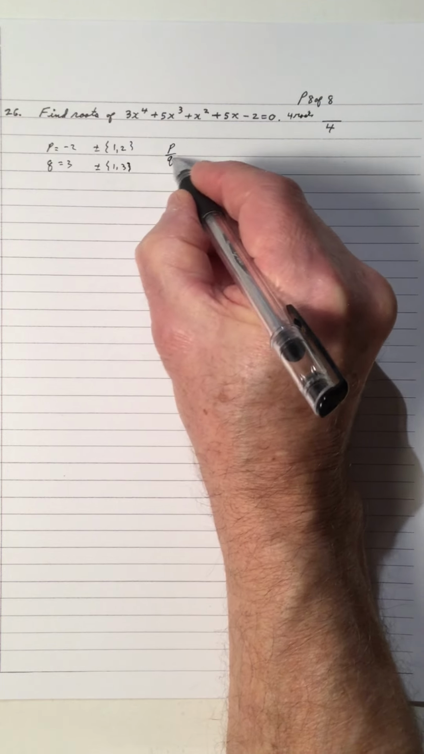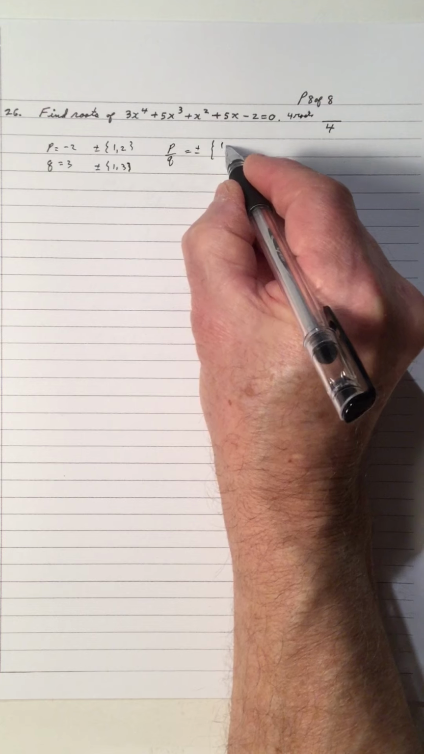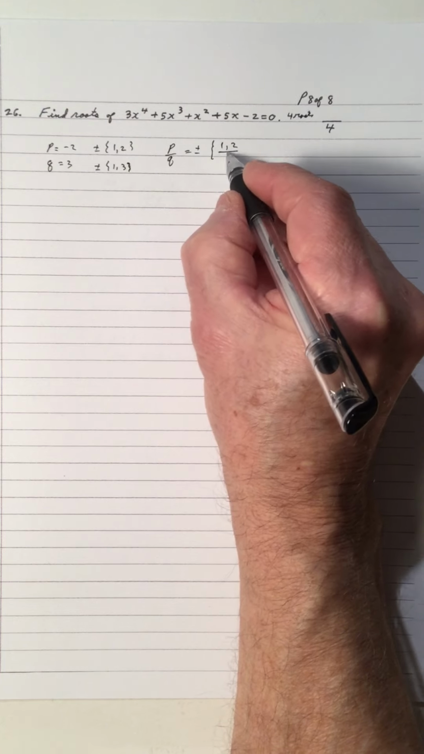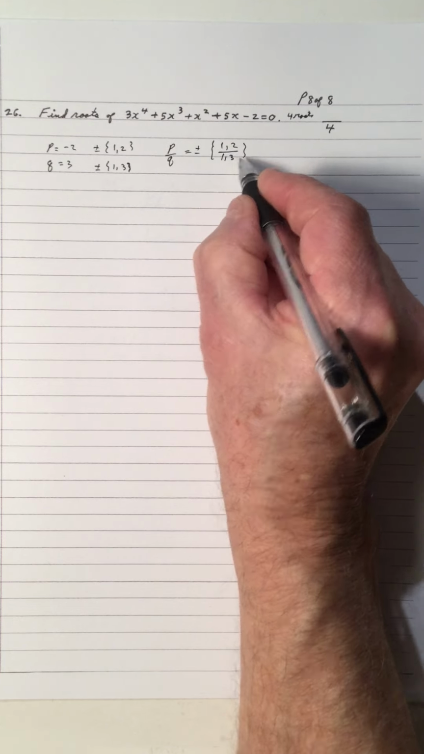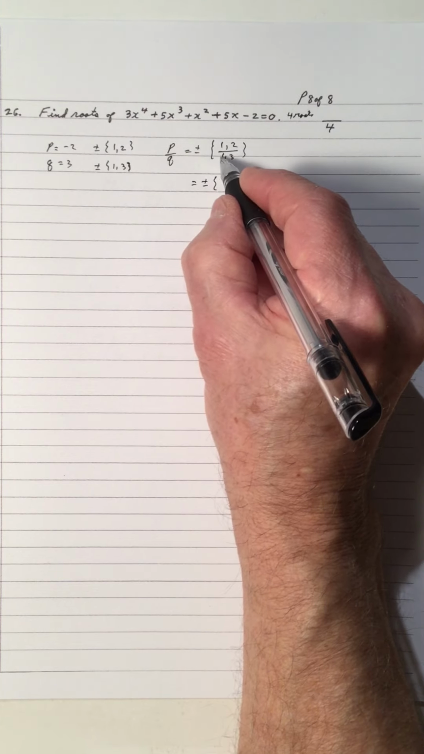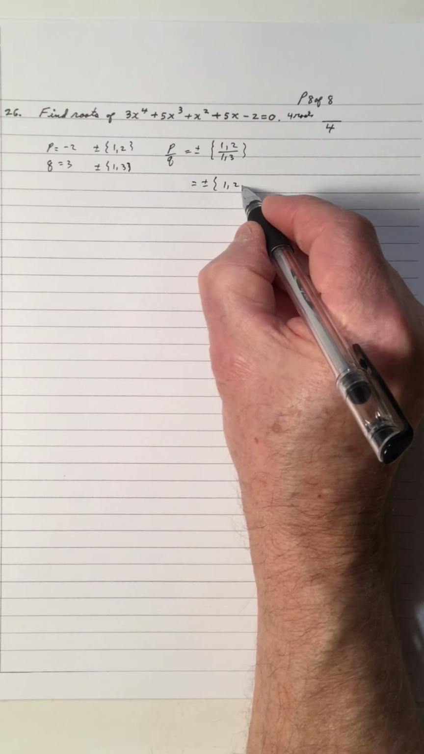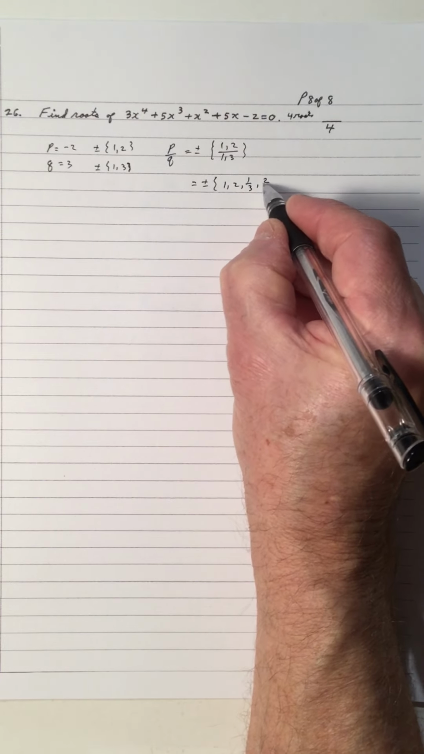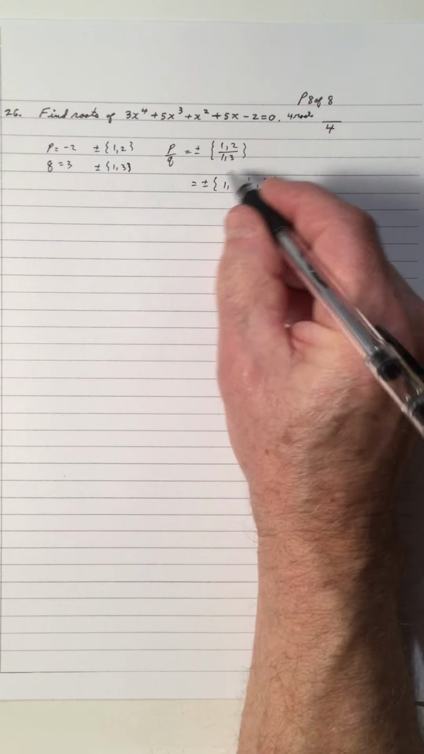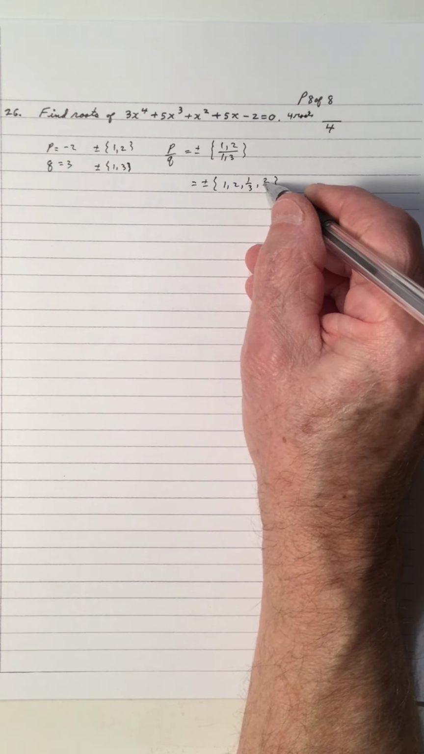So P over Q is plus or minus 1 and 2 divided by 1 and 3. So divide 1 into both of these, 1 and 2. Divide 3 into both of these, you get 1/3, 2/3. So plus or minus 1, plus or minus 2, plus or minus 1/3, plus or minus 2/3.